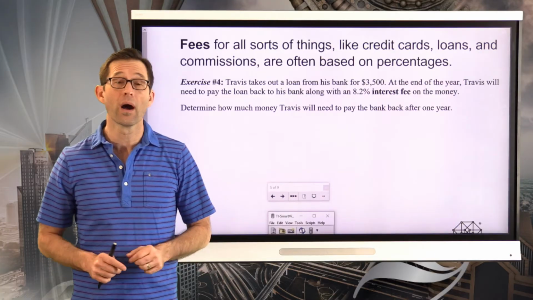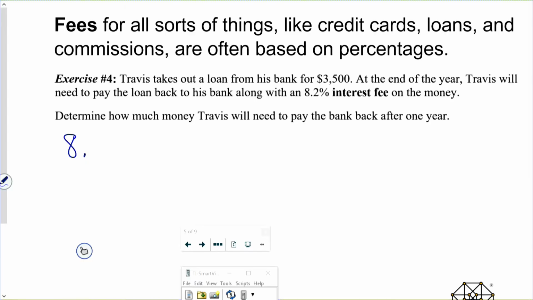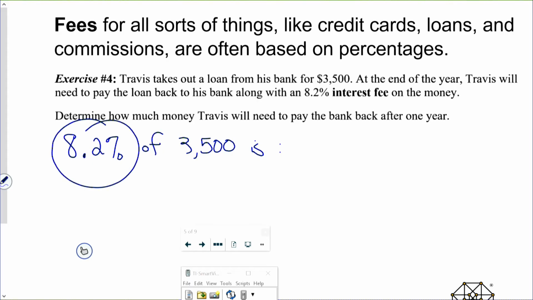So let's figure out what that is. We need to figure out what 8.2% of 3,500 is. Right? And of course, we do that by changing our 8.2% into a decimal, 0.082, which you can always do by taking that percent and dividing it by 100 on your calculator. Make sure you don't do 82%. I'm going to multiply that by 3,500.